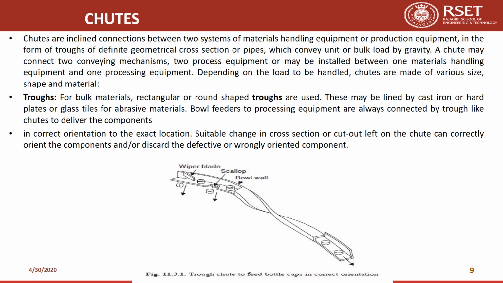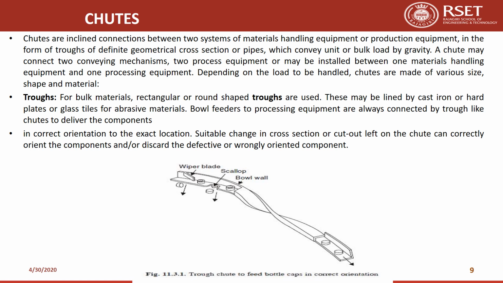The next type of miscellaneous equipment is chutes. Chutes are inclined connections between two systems of material handling equipment or production equipment, in the form of a trough, which is shown below, or of definite geometrical cross section, or pipes which convey unit or bulk load by gravity. A chute may connect two conveying mechanisms to process equipment or may be installed between one material handling equipment and another processing equipment. Depending on the load to be handled, chutes are made of various shapes, sizes and materials.